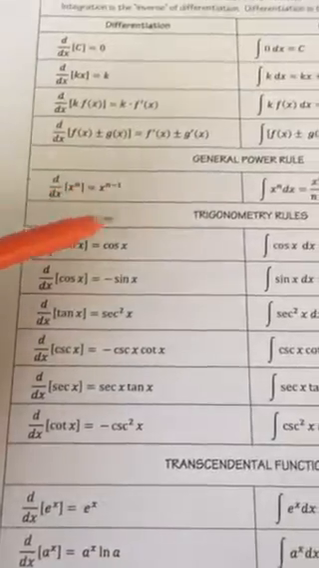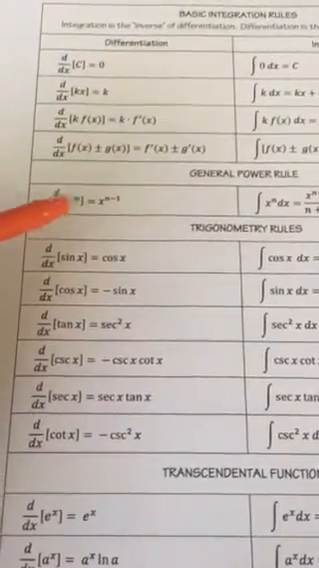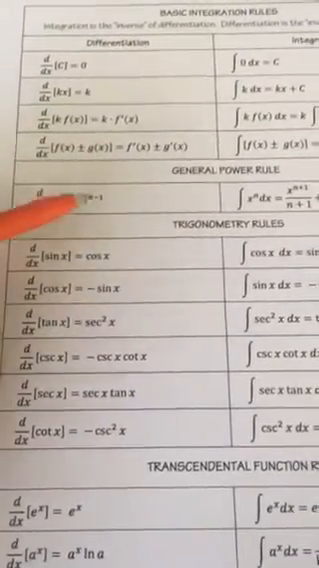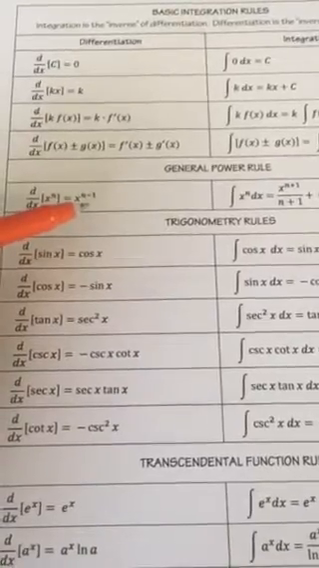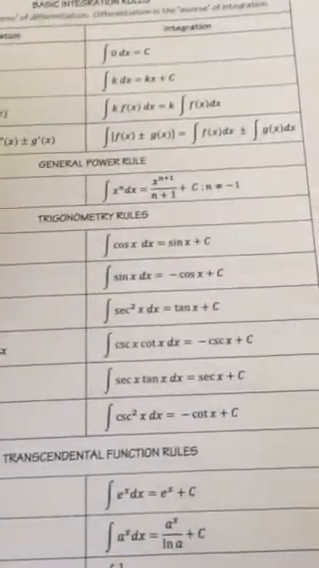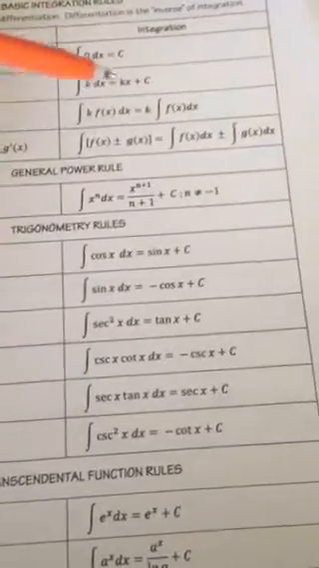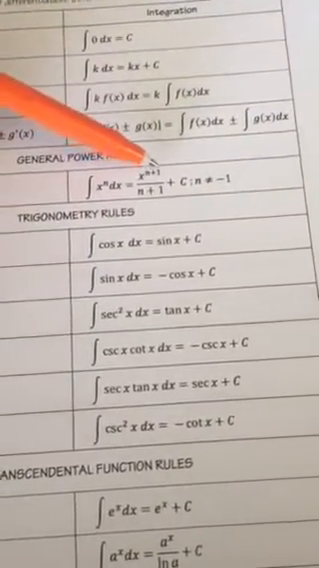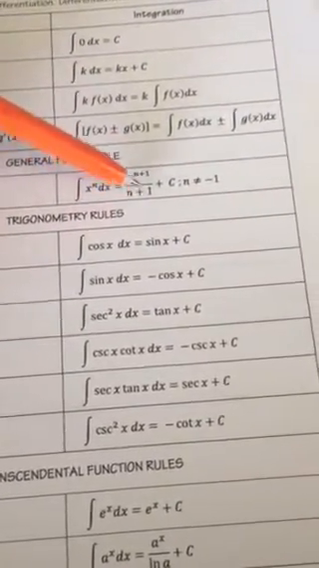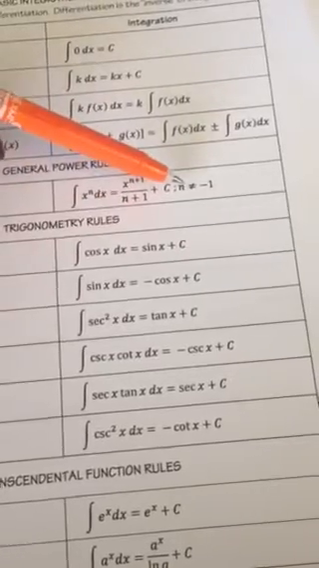What I really want to get you to understand is this power rule here. You know that for derivatives, the power rule said you bring down the exponent and you subtract 1, and that's your derivative. Well, for integration, you're going to work backwards. First, you add 1 to your exponent and you divide by that new exponent, and then add some C value to it.